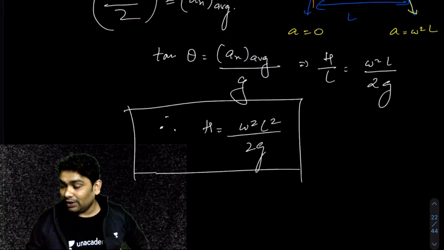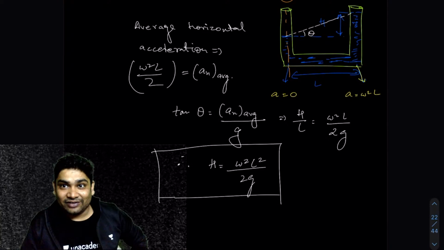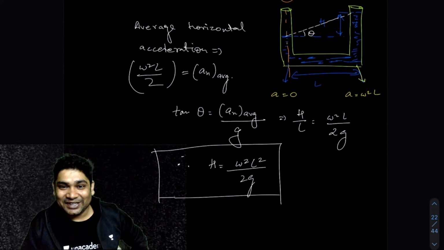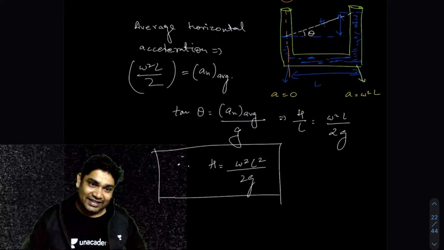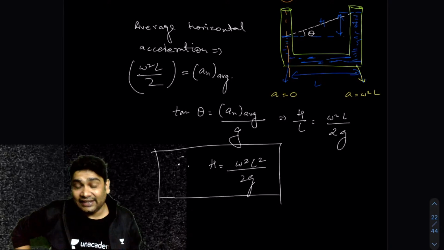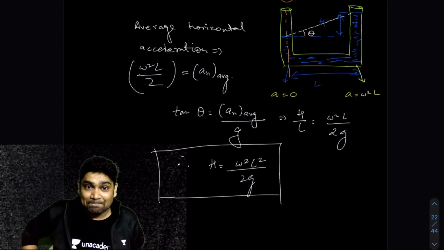So this is the shortcut. I'm sure you guys would have loved the shortcut. We can do away with the integration. Just find the average acceleration in the x direction and write tan theta as the average x acceleration over g. That's it.